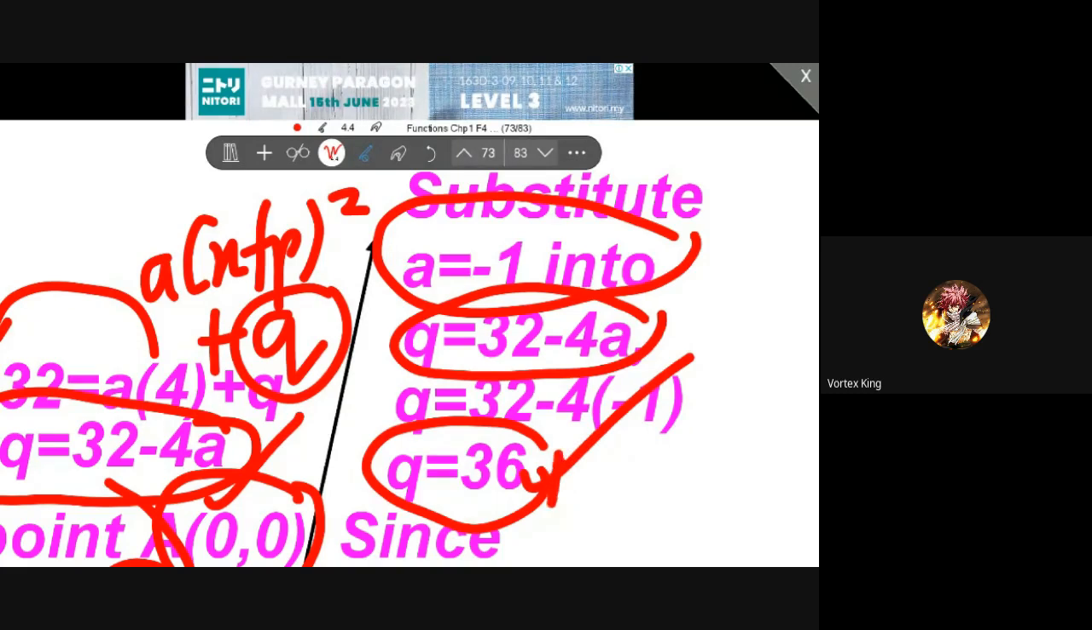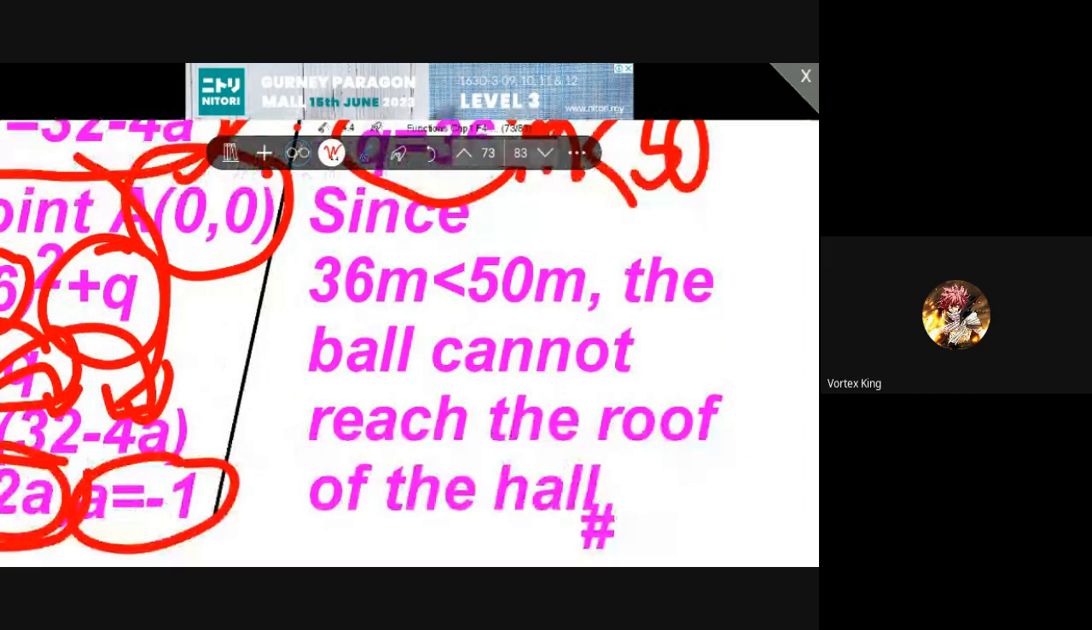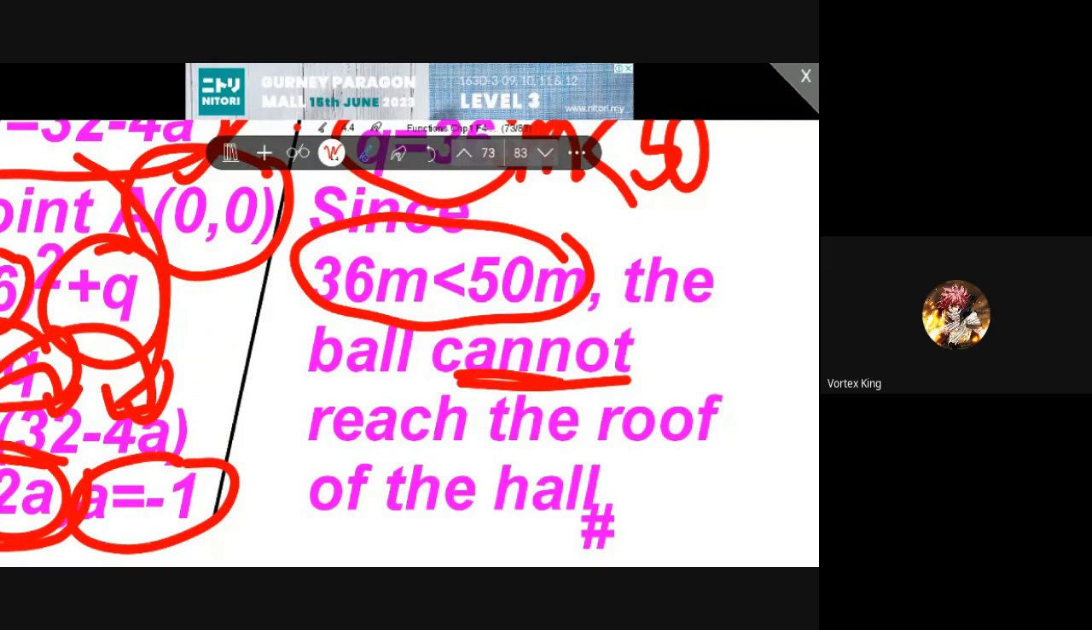So sekarang you got 36 meters. So can I ask, does the ball reach the height of the hall? Boleh capai bumbung tak? Can it reach the roof? No, very good. Because 36 is less than 50 as stated in the question. So kamu dah buktikan. Because 36 meter less than 50 meter, the ball cannot reach the roof of the hall. So boleh faham? Can you all understand this question?